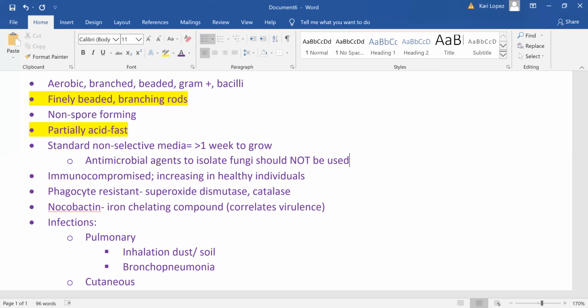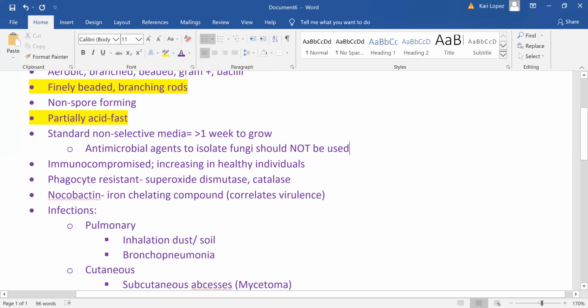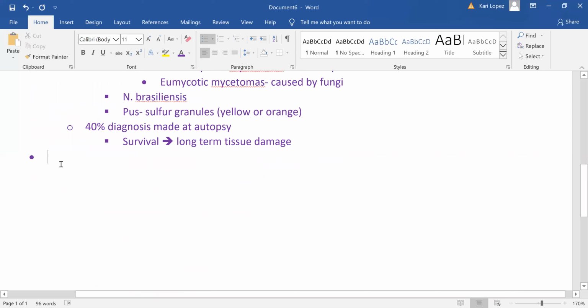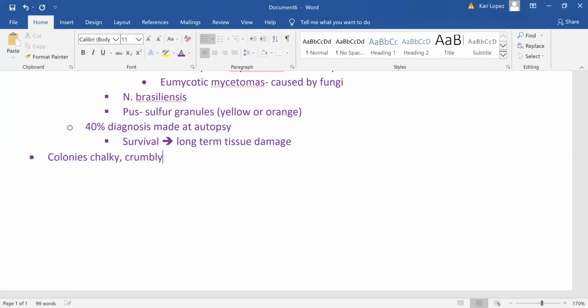I think if you ever get asked a question, it's going to be, though, that beaded branching filaments that are partially acid fast. But I'm going to include this. In the picture on page 359, the wrinkly does look weird compared to other ones I've seen. Right? Yeah, so I'm going to put this chalky, and then we can put crumbly, wrinkly. It does really look wrinkly. So these are things that are kind of specific for, you know, unlike other ones.